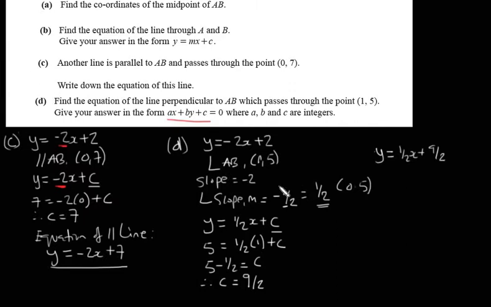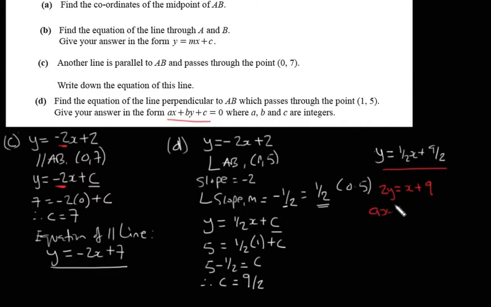If that's the case, let's multiply 2 across this equation. So we get 2y is equal to x plus 9.